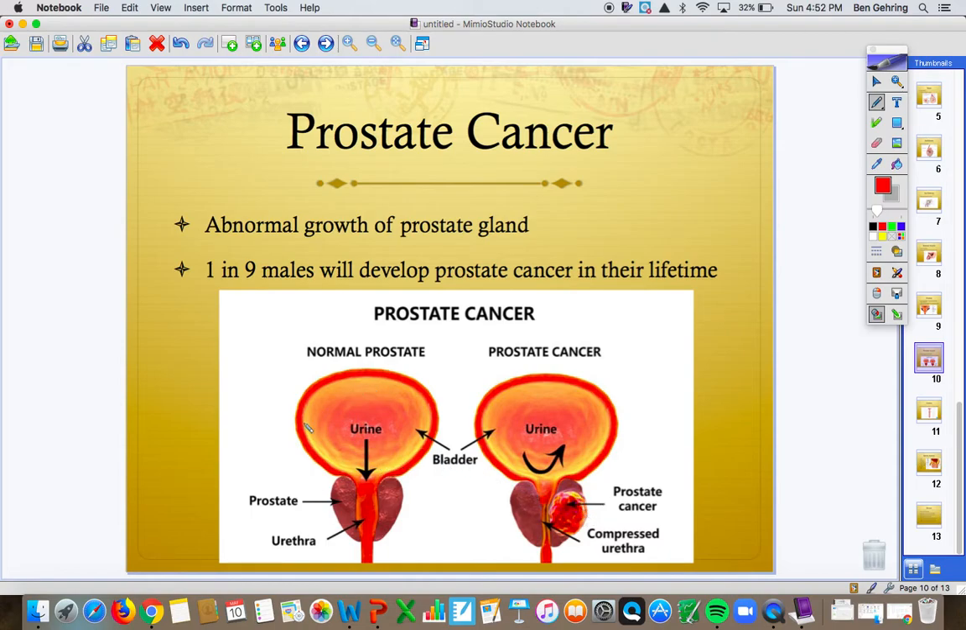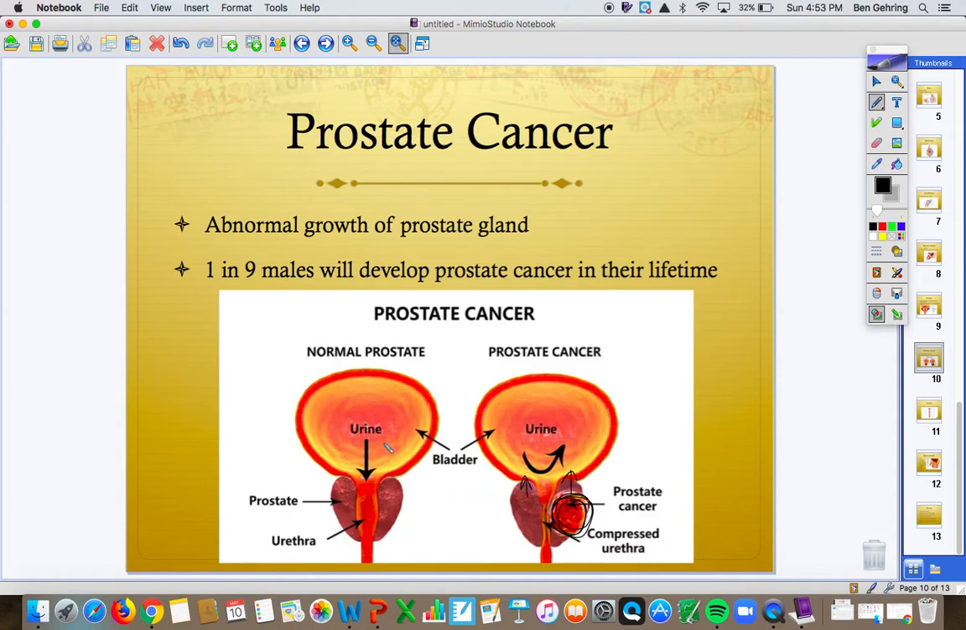So on the left here, you have a normal prostate in which you have a urinary bladder which releases urine into the urethra, which is surrounded by the prostate, and it flows out of your body. If you have cancer, you get this growth in here. And that growth makes your prostate larger, which then pushes on your urethra, which closes it off. This growth can also push into your bladder.